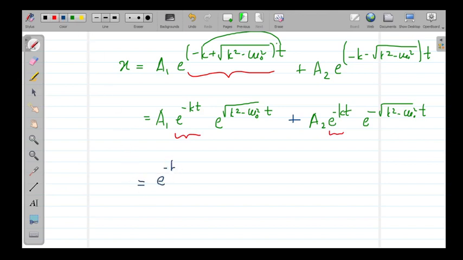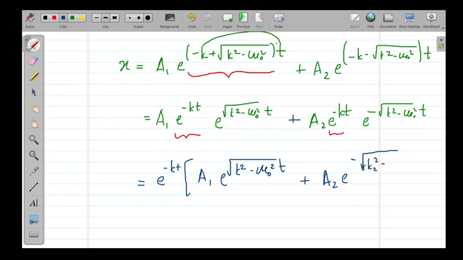And now taking this e raised to minus kt from both the terms as a common factor, this is equal to e raised to minus kt into a1 e raised to root of k square minus omega 0 square into t, plus a2 e raised to minus root of k square minus omega 0 square into t. So this is the general solution for x. Here a1 and a2 are constants, and the alpha value we found out and substituted. So this is the function x that varies with respect to time, and this equation can be used to analyze the motion of the system.